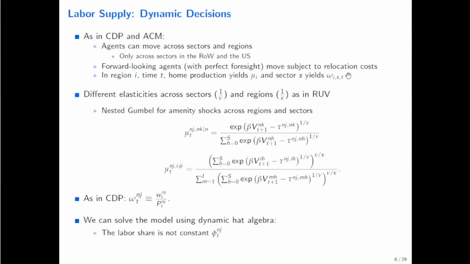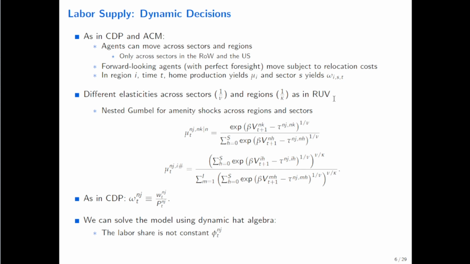As is traditional in these models, we're going to assume forward-looking agents, and the utility function is going to yield an indirect utility that is this measure of real income, which is just the wage divided by the total price index. Here we're going to follow a recent paper, which is Rodriguez-Clare, Ulate, and Vasquez. In particular, we're going to assume that there are different elasticities to move across sectors and across regions.